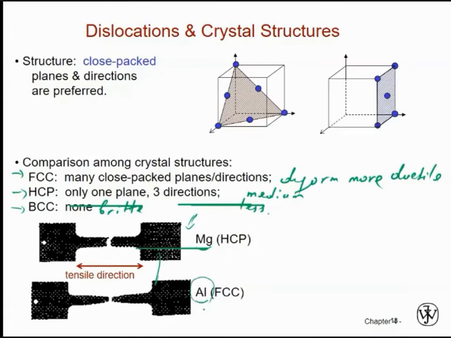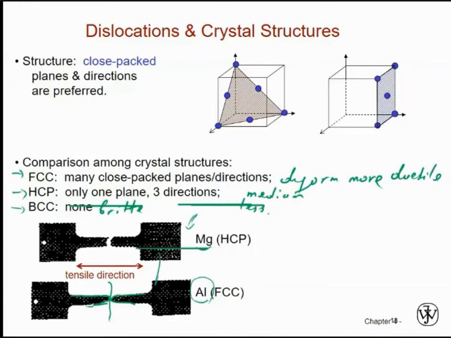Because aluminium is FCC, it can use close packed planes and directions to deform. So the material deforms to prevent fracture. Instead of fracturing, it deforms and keeps together. So here, this shape goes and gets thinner and thinner. That means it deformed, large deformation. And after it was at its critical point, it fractured in the middle. So aluminium, FCC, deforms before fracture.